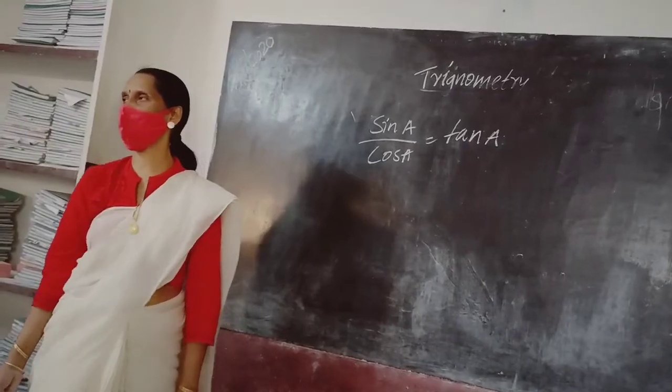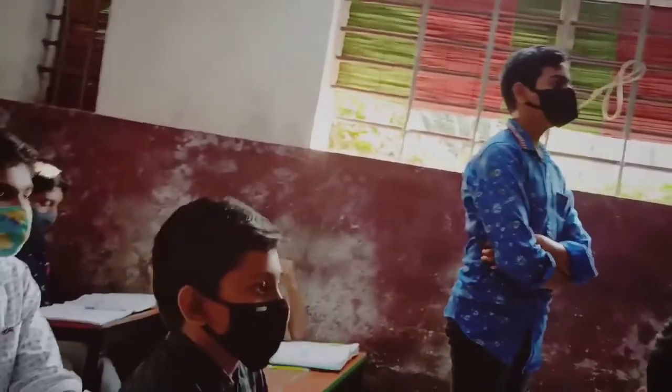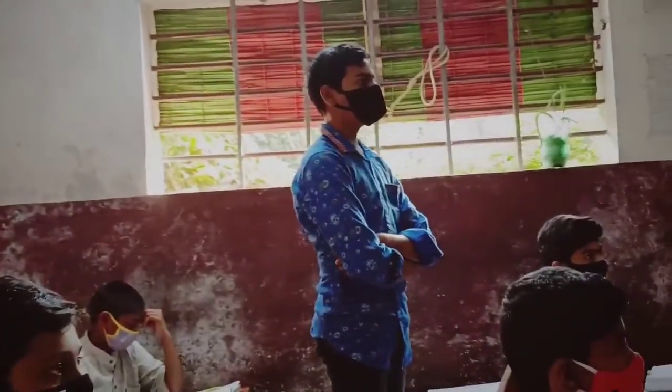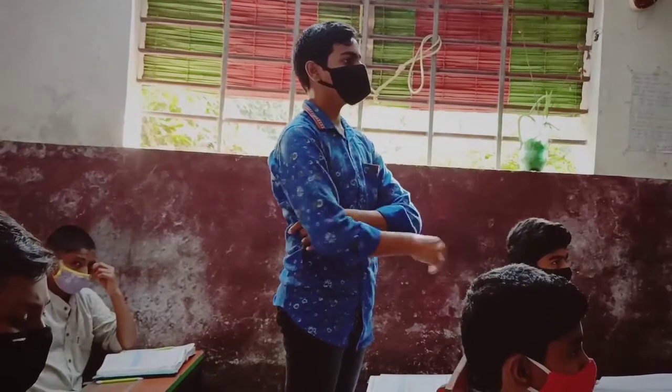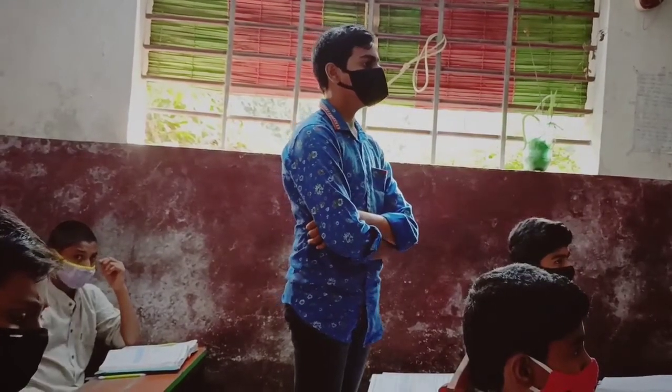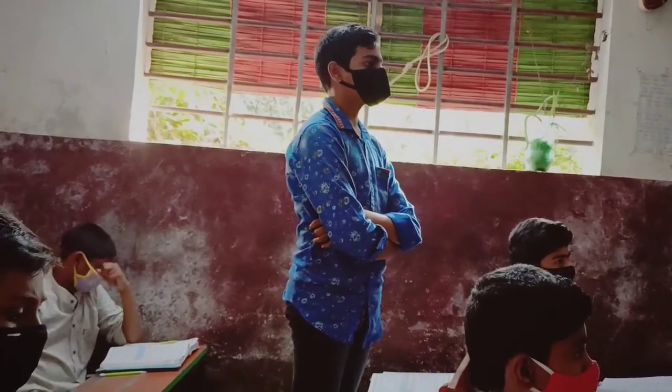Sin A by cos A is equal to tan A, you are saying. How? Sin A is equal to the opposite side of angle A by hypotenuse, and cos A is equal to the adjacent side of angle A by hypotenuse. We cancel both hypotenuses. Then tan A is equal to opposite side by adjacent side.